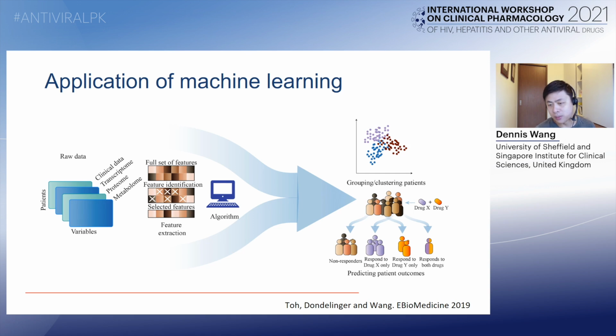So one task could be grouping or clustering patients so that you identify new subtypes of disease that correlate with clinical outcomes, for instance. The other task is to classify or label the patients into groups like non-responders to a drug, responder to one drug, or respond to multiple drugs. Okay? So these are the two types of machine learning problems we're looking at.